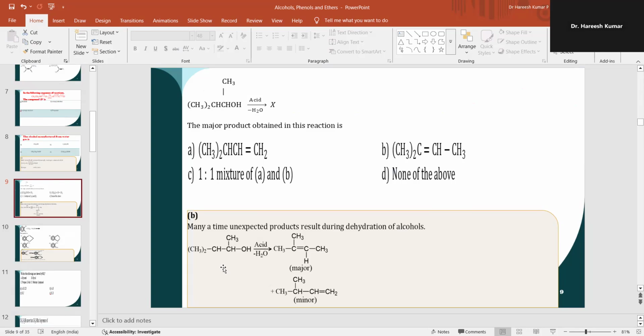Here it is explained. Removal of a proton on this carbon forms the major product. Removal of a proton on this carbon will be the minor product. Let's take another example.